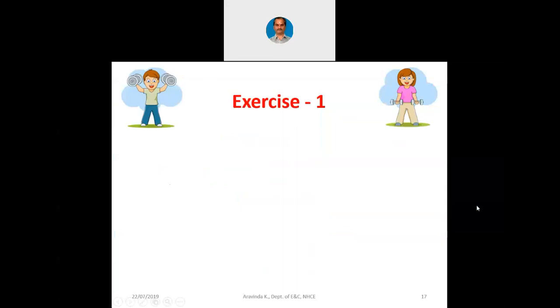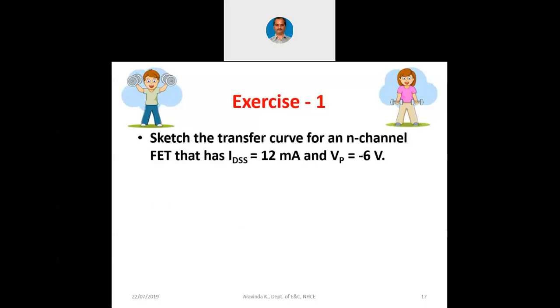Let us have an exercise based on whatever we have learned. You can see two kids are having a physical exercise. Now let us have a mental exercise. I'll give you some time and I'll show you the previous slide also. Based on the previous slide's data, you tell me the values. The exercise is this: sketch the transfer curve for an N-channel FET that has IDSS equals 12 milliamperes and VP equals minus 6 volts. Students, please note this down.